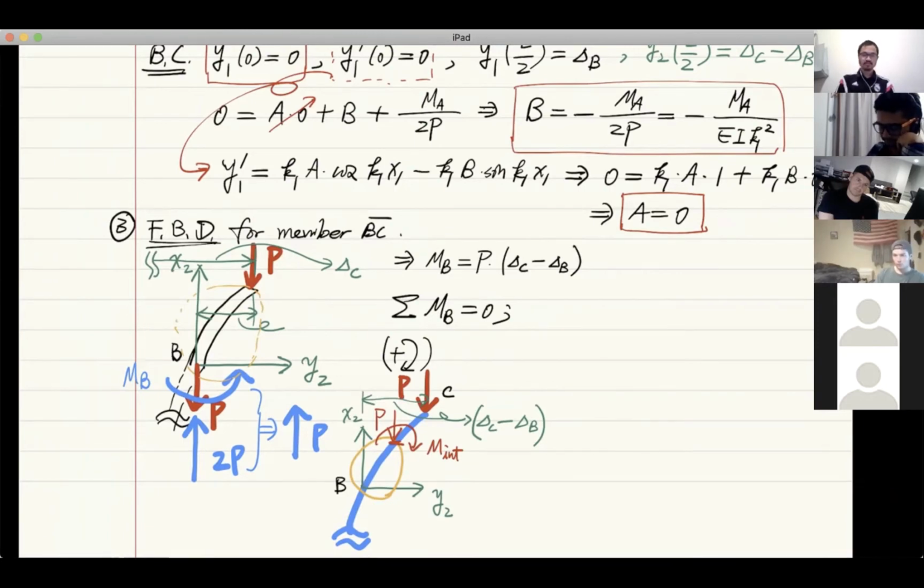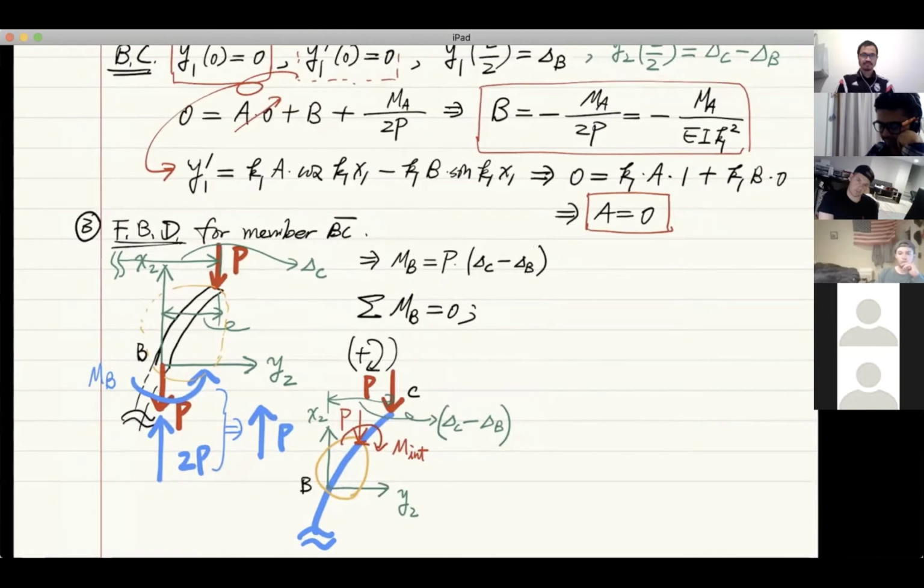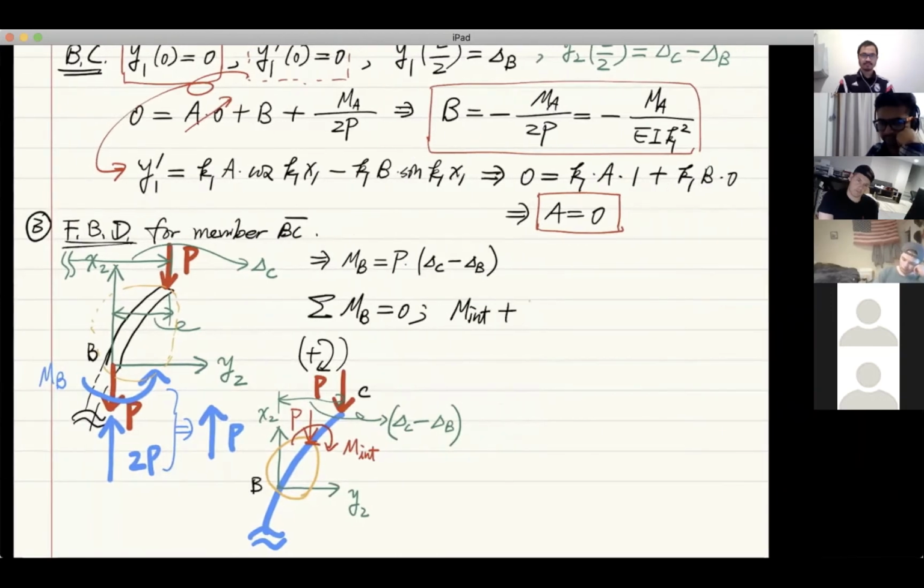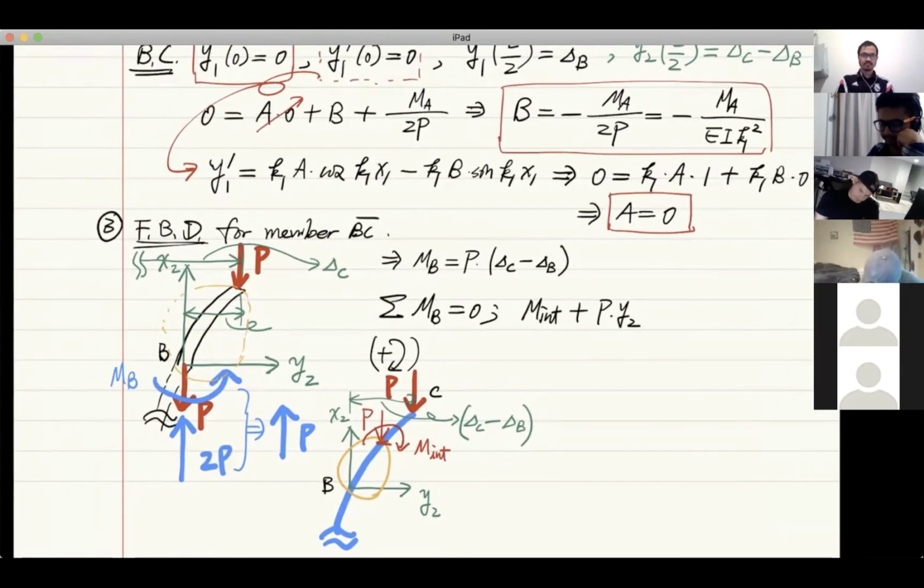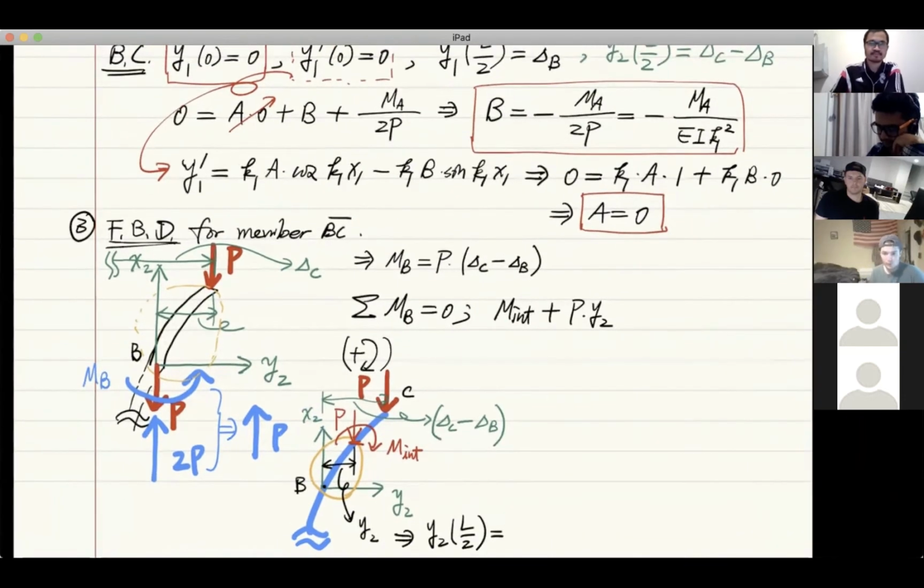Okay, so that's why we have M internal plus P times y2. Why y2? Because we're not at the end point. We're at from the reference point to whatever you consider, which is this distance, and this distance is the variable y2. Of course, we know that when y2 is at L over 2, this will become delta C minus delta B.